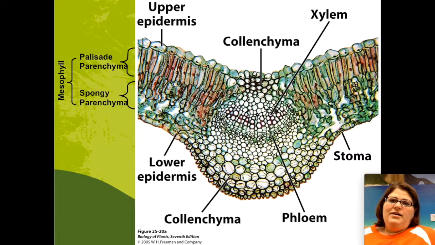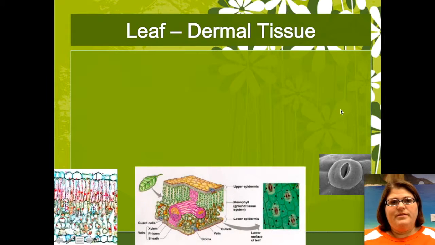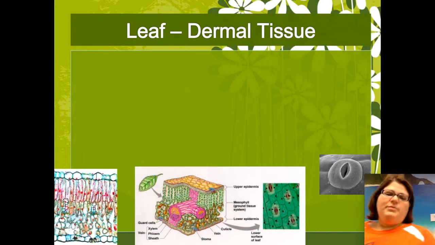So here we see a microscope image of a leaf. We have our upper epidermis on the top, lower epidermis. We have some pores for transpiration. We have cells in the top that do photosynthesis and cells in the bottom that do gas exchange. So let's start with the dermal tissue.